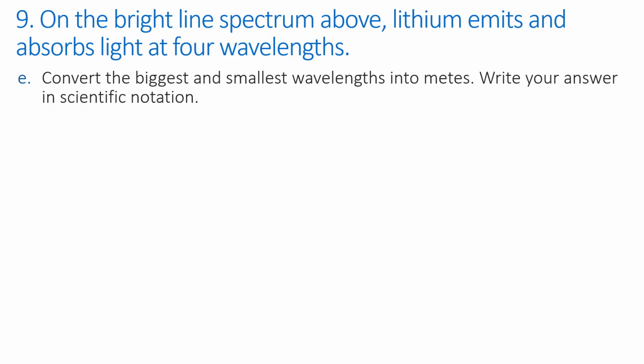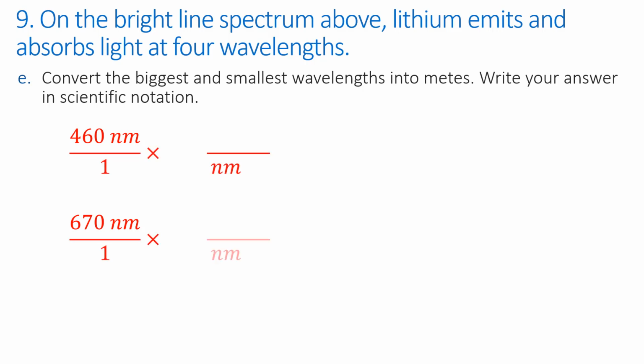Now we need to convert the biggest and smallest wavelengths into meters, and we want to write our answer in scientific notation. So we have 460 nanometers and 670 nanometers. Those are my biggest and smallest wavelengths from answer A. I'm going to start by putting them over 1, and I need to convert nanometer into meter. So I'm going to put nanometer on top and meter on bottom, and then fill in the conversion factor. 1 nanometer is 1 times 10 to the negative 9 meters.